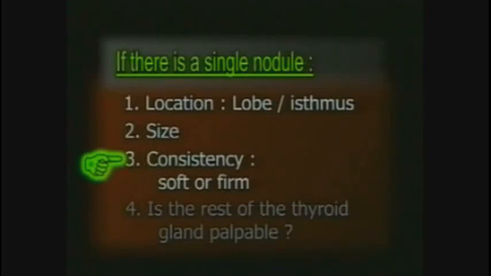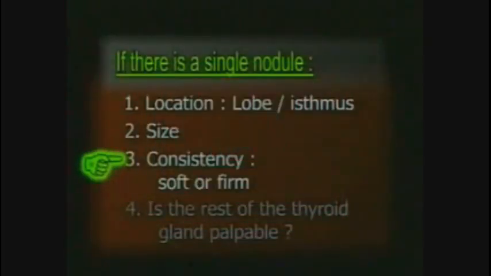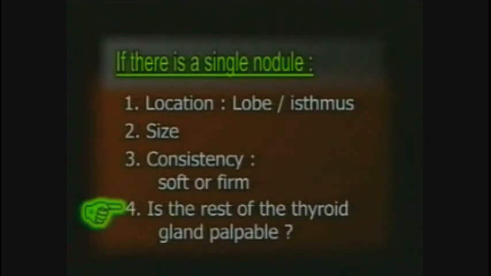A paradox about the consistency of thyroid nodules should be noted and remembered here: a cyst in the thyroid feels firm, while a solid swelling, that is an adenoma, feels soft. Because adenomas, being highly cellular, are soft, while cysts with fluid under tension feel firm as compared to the normally soft thyroid. After palpating the nodule, try to palpate the rest of the thyroid gland.